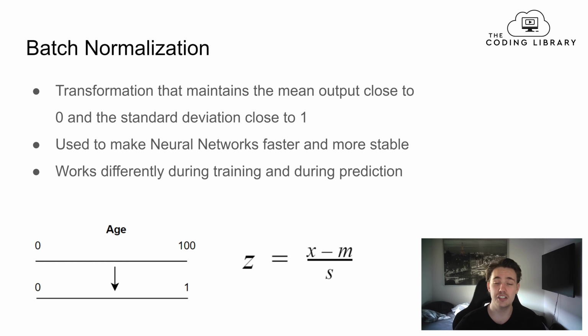So when we're talking in general about normalization, we have some scale here. It could be, for example, values between 0 and 100, which represents an age for a person. So when we're doing normalization in general, we want to rescale that down to values between 0 and 1.